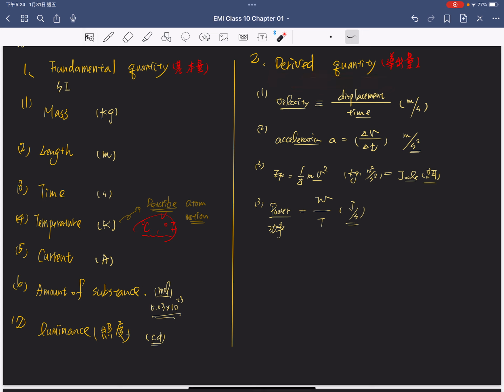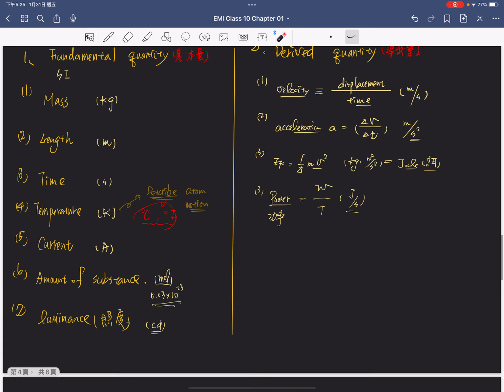A lot of entrance exams have very common problems on these, so you have to review all of this, and I suggest that all of you memorize the seven fundamental quantities. There are lots of derived quantities, so you just memorize that the idea is to use the fundamental quantities to describe the physical quantity.